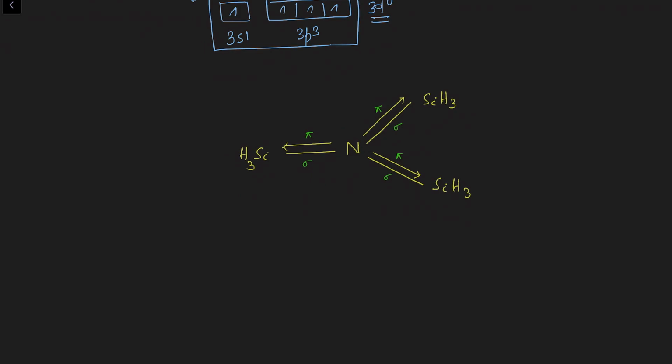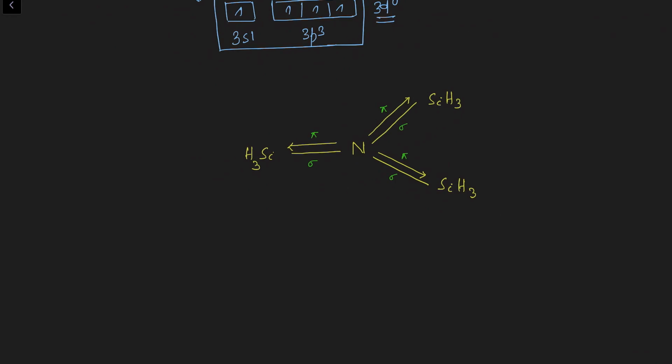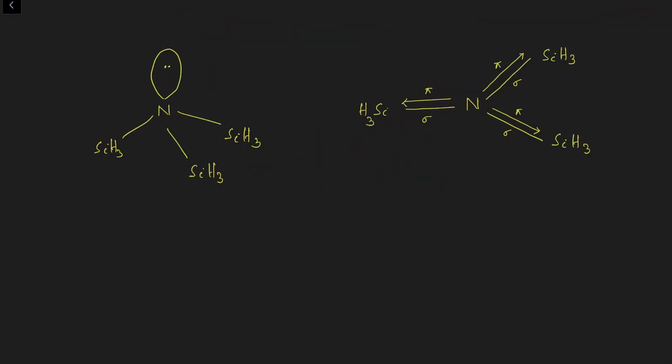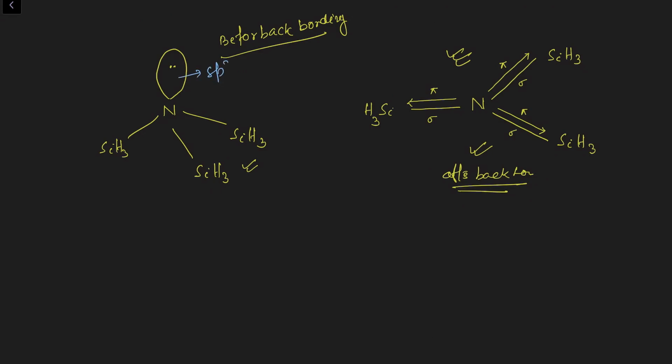As we already discussed in the first video, if the central atom is the donor atom, then the geometry of the molecule will change. Now compare this structure with this structure. This is the structure of trisilylamine before back bonding, and this is the structure after back bonding. What is the difference between these two structures? Before back bonding, this lone pair was in an sp3 hybrid orbital. That's why nitrogen was sp3 hybridized, and that's why it seems pyramidal. But experimentally, when it was checked, trisilylamine was trigonal planar.